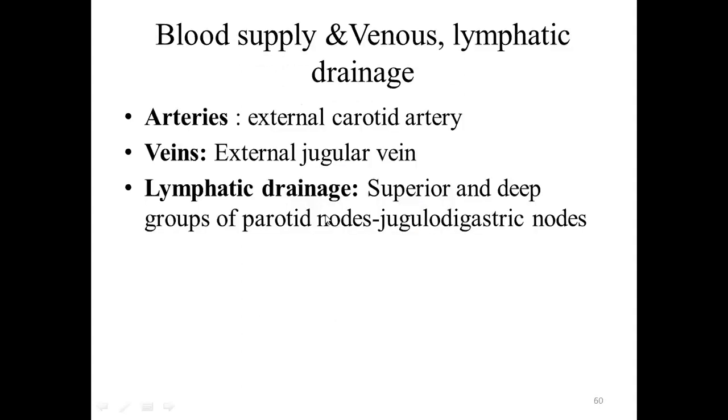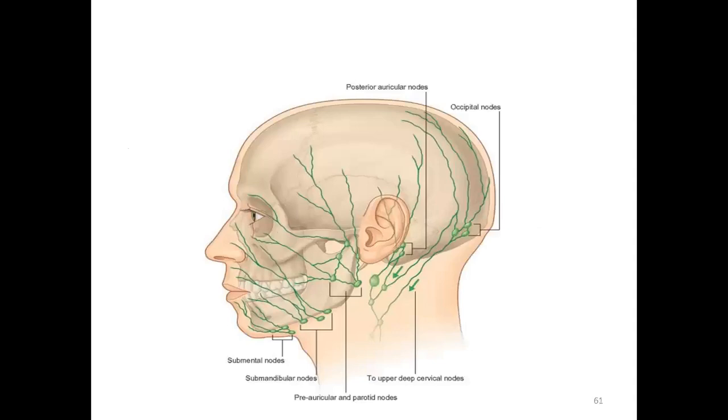The blood supply of the parotid gland: arteries by the external carotid artery as it pierces through. Then the venous drainage is through the external jugular vein. The lymphatic drainage is into the superficial and deep groups of parotid nodes and even to the jugulodigastric nodes. Here you can see the jugulodigastric nodes can be located here. And the preauricular and parotid lymph nodes are groups of lymph nodes located posteriorly, anteriorly and inferiorly also.